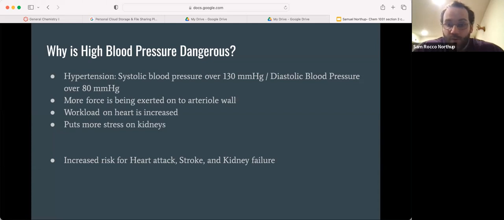And also high blood pressure puts more stress on the kidneys because blood has a harder time getting through the kidneys to be filtered. So they're under stress for a longer period of time, which, as I mentioned before, is why high blood pressure can lead to kidney disease. High blood pressure also leads to an increased risk of heart attack, stroke, and kidney failure.